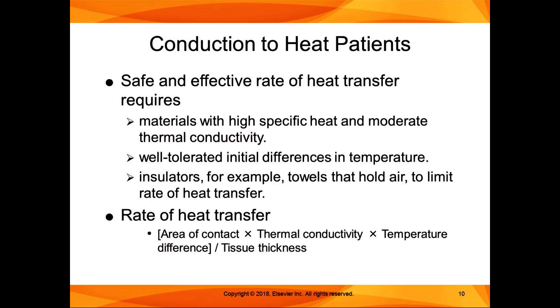I don't think I'm going to test you on the formula for the rate of heat transfer, but I want you to know the components of it and how it affects treatments. So the area of contact times the thermal conductivity times the temperature difference divided by the tissue thickness. So it makes sense. If you had something covering a wide area with moderate thermal conductivity and a moderate temperature difference, and really thick tissue, you're going to get a slower rate of heat transfer than if you had thin tissue in a smaller area of contact, or smaller thermal conductivity, or less of a temperature difference.